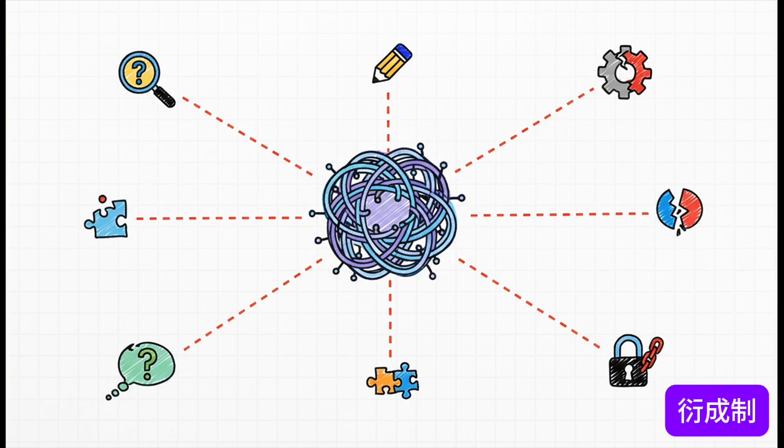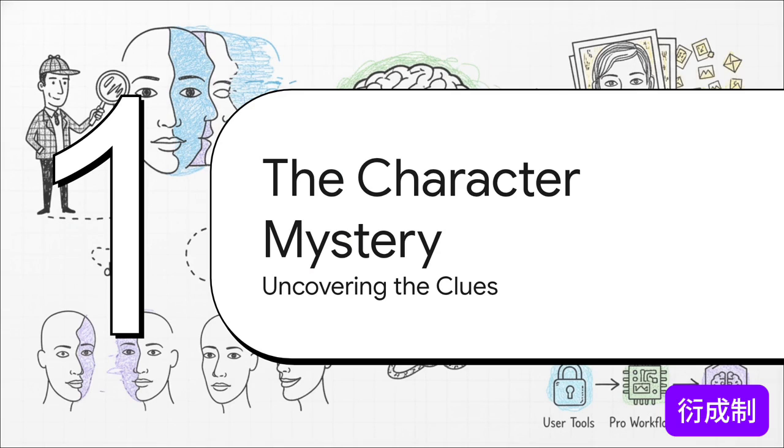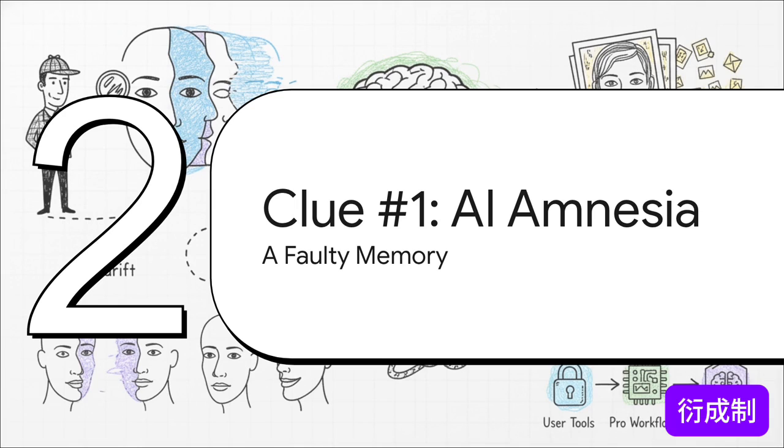To solve this case, we've got to follow the clues, and each one reveals something pretty fundamental about the limits of AI today. Okay, detective hats on. We're going to break this whole mystery down piece by piece. We're looking for 4 major clues that explain why our AI characters just can't seem to hold it together. So our very first clue points to a huge problem with the AI's memory.